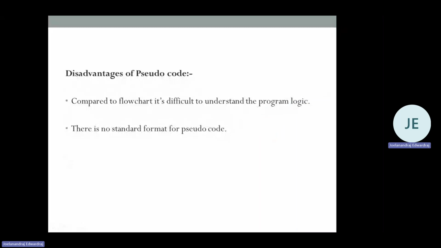So compared to the flowchart, pseudocode is difficult to understand for program logic, because every time you have to read and then you have to know. By looking at the flowchart, we can easily see how many conditions are there, where looping is happening, when the loop will end, and what the condition is for the loop to terminate. All those things we can easily see by looking at the flowchart. But when you look at the pseudocode, you have to read it a bit.